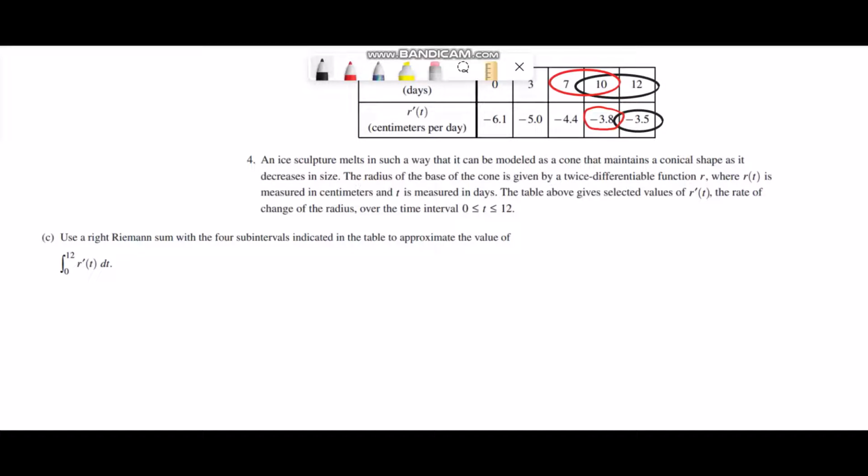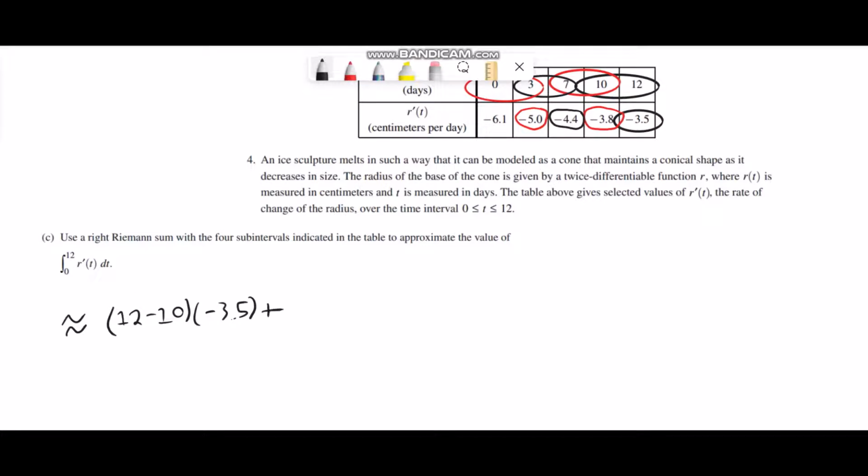Then we'll take the difference in these two, multiply it with this. And then we'll take the difference in these two and multiply it with this. So let's go ahead and write that down right here. We'll say that this integral approximately equals, so we start with 12 minus 10 times negative 3.5.